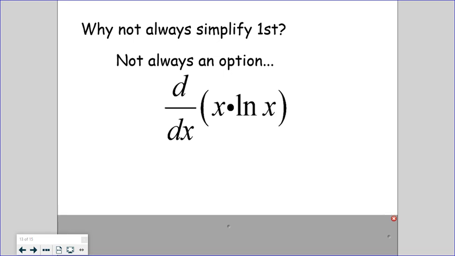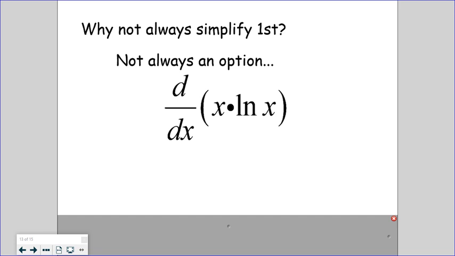We're eventually going to get to something where our function is x times the natural log of x. We don't right now know what the derivative of natural log of x is. We will. But there's nothing to do to simplify this. You have to use your product rule on something like this eventually, once we've learned what the derivative of natural log of x is.